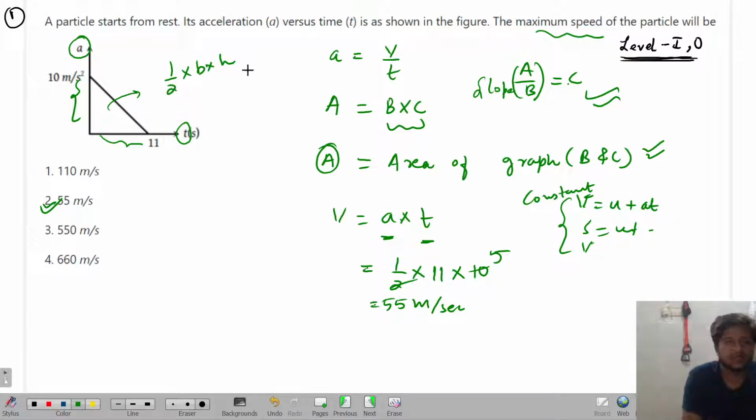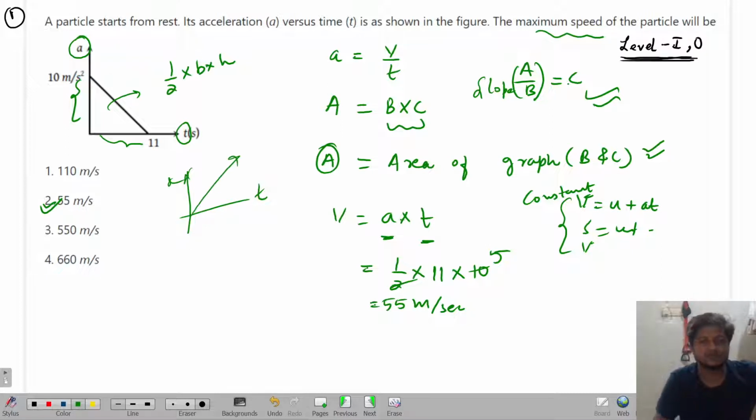If it is constant, apply v is equal to u plus at, or s is equal to ut plus half at square, or v square is equal to u square plus 2as. But if acceleration is varying with respect to time like this graph, let's suppose this is acceleration and this is time, increasing or decreasing, whatever it is, then only apply the area concept or slope concept. It will give you the correct answers. Understood or not? Can I move ahead? Okay, so moving to the next question.